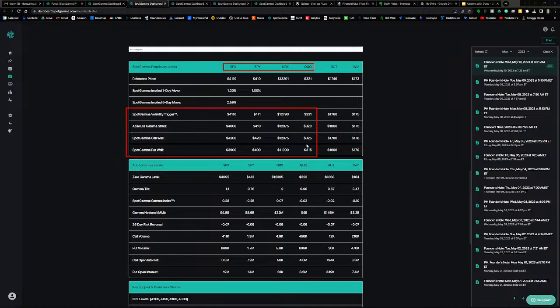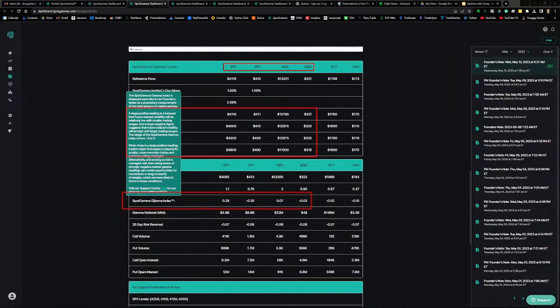So what I pointed out earlier, the SpotGamma Equity Hub is showing the QQQ call wall at 330. And here, the number I'm using, and the one that appears to be correct, is 325. I also want to point out on this page the SpotGamma Gamma Index. This is a proprietary measurement of total amount of market gamma, and this is what I use as an indication of market makers' position on the gamma curve.